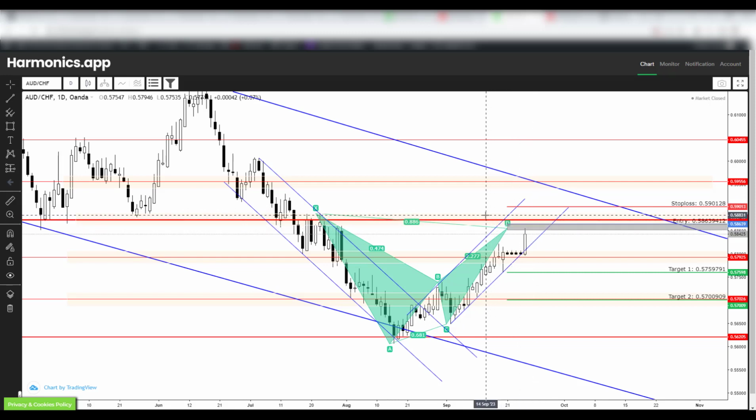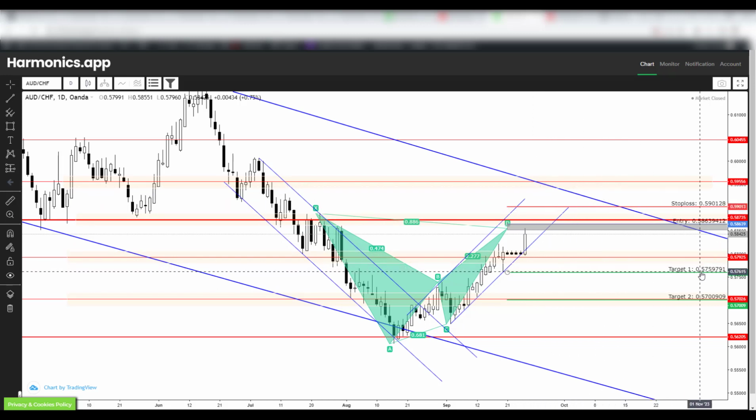It has formed right here under the supply zone, where the price is waiting to be pushed down. And here we have a monthly resistance line that is preventing the price from going up. We can see that the stop loss is just above, a little bit more, and what we can see, it is still in the uptrend on the daily, but it is in the downtrend on the higher time frames.